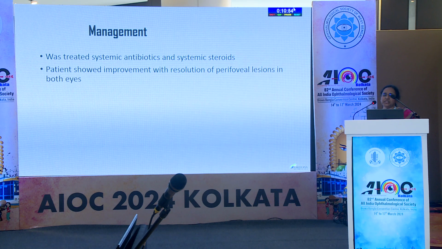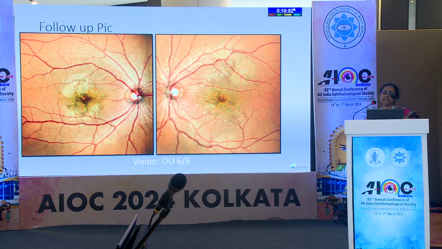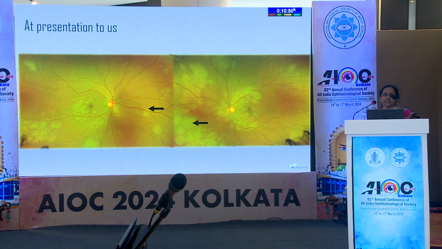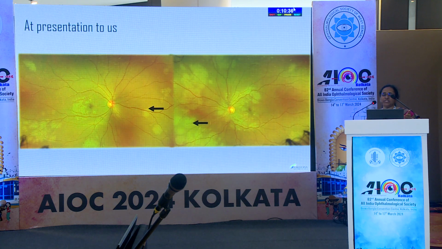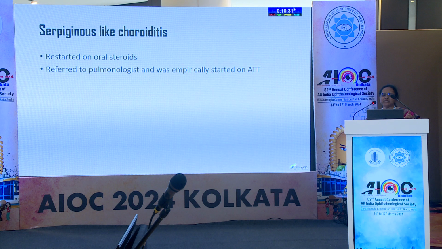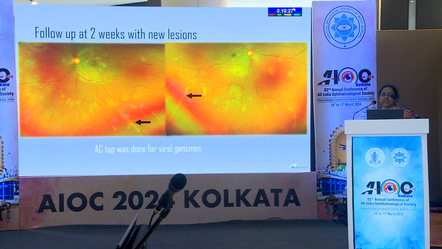The patient showed improvement and they noticed resolution of the perifoveal lesions. This is the picture when the patient presented to us. After stopping the steroids, 3 days later, they noticed extensive increase in the lesions and referred him to us. Clinically, it looked like a serpiginous, placoid form of chorioretinitis. Systemic steroids were restarted and the patient was referred to the pulmonologist to start empirical anti-TB drugs.